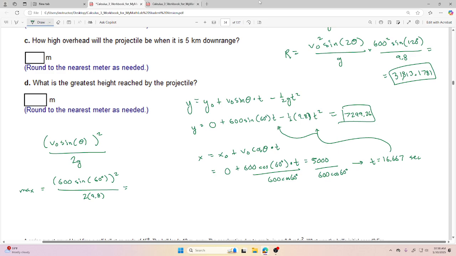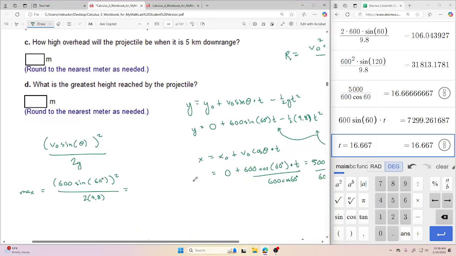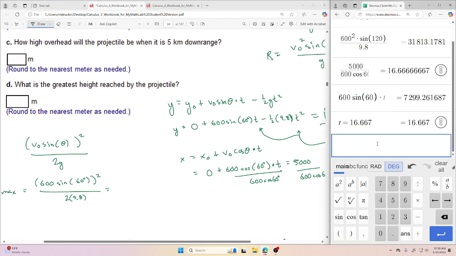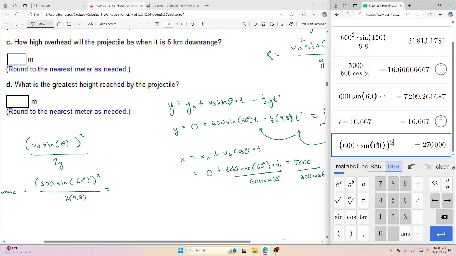So I plug it into the formula. Let's do that. Let's plug it in, see what we get. I really like when there's formulas. We should definitely use them as much as possible.